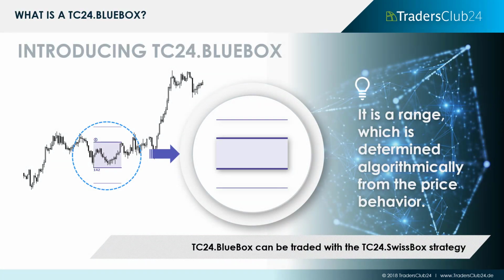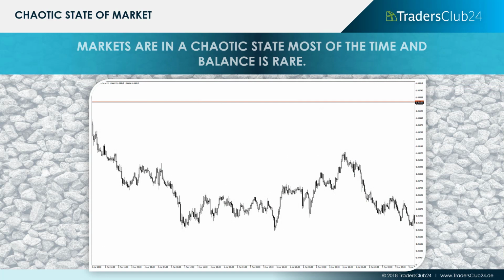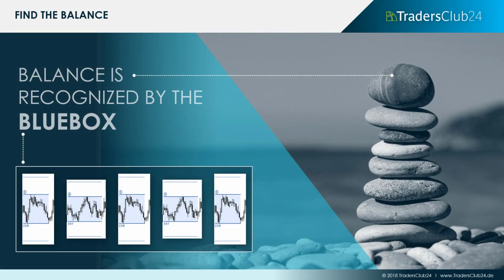What is the BlueBox? The BlueBox is a range which is determined by an algorithm from price behavior. All markets are in a chaotic state most of the time, and sometimes you have a balanced state and then next comes the chaotic state. No matter if you're trading CFDs, currencies, stocks, ETFs, you name it, this balance that we are looking for is recognized and filtered by the BlueBox.